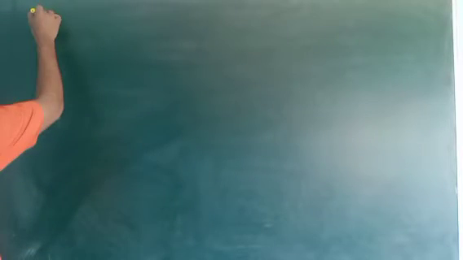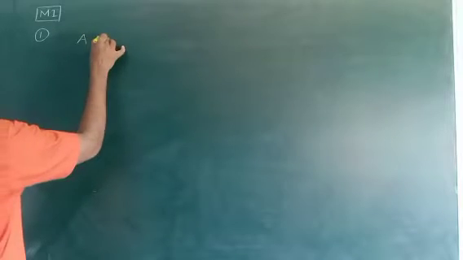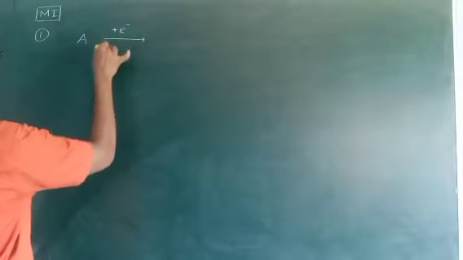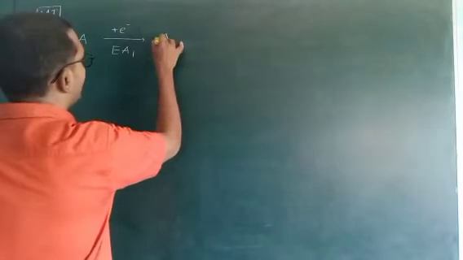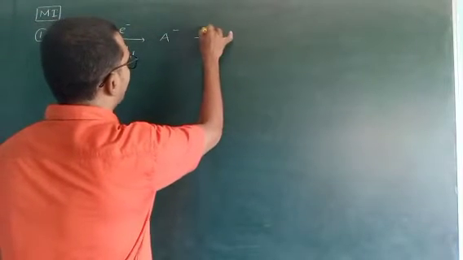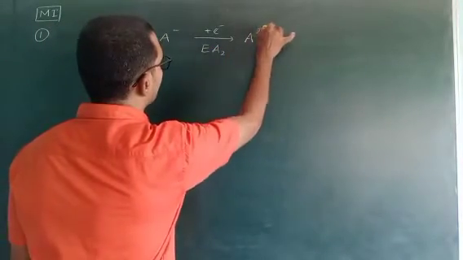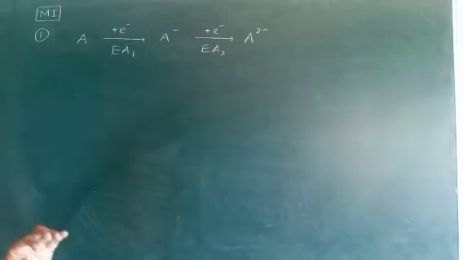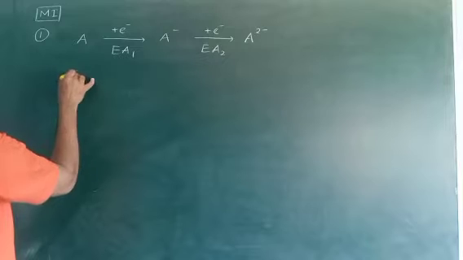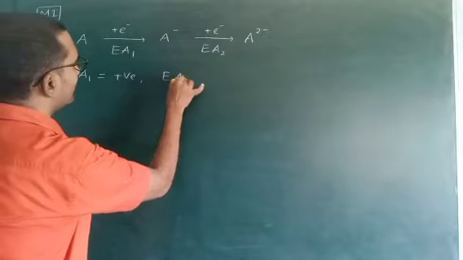Now some important points, most important points. Listen carefully. This is A. If you add one electron here, then it is called A1. So if you add the first electron, that is A1. Then it is converted to A minus. Add a second electron, that is called A2, giving A2 minus. Okay? Now what is the relation between EA1 and EA2? I already told you. In this case, EA1 is negative and EA2 is positive.